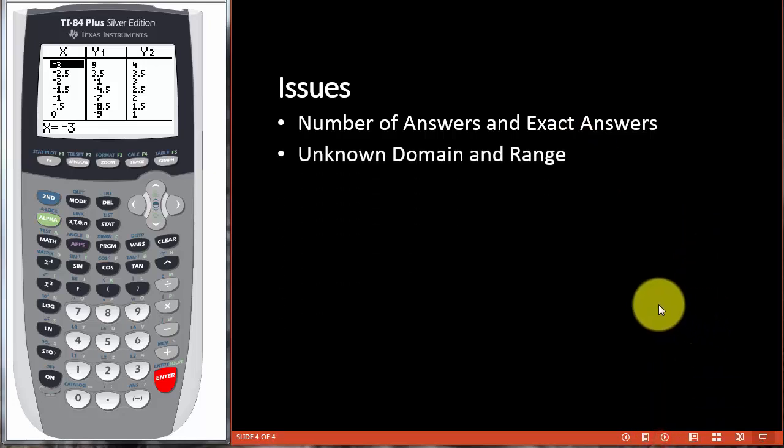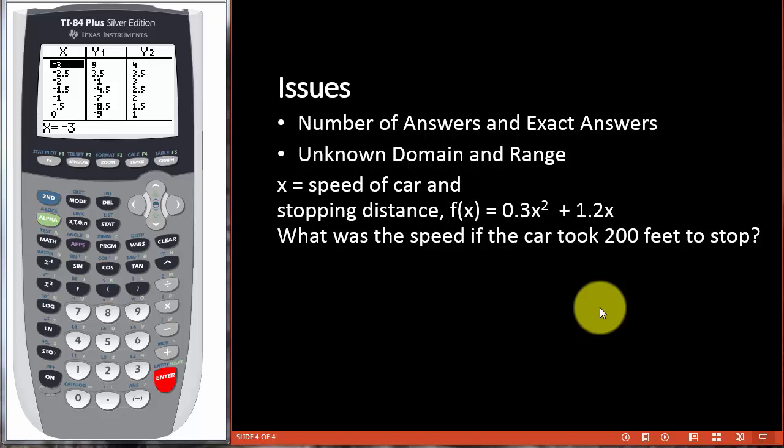Another issue though, unknown range and domain. When we don't know the range and domain, we could be searching our x's a long time to find matches. Let me give you an example here. So here we've got a practical example. x equals the speed of a car, and f of x is the stopping distance. So if you're going a certain speed, you slam on the brakes, this equation gives us how long it will take the car to stop. So here's our question. What was the speed of the car if it took 200 feet for the car to stop? Well, that is something we can solve.